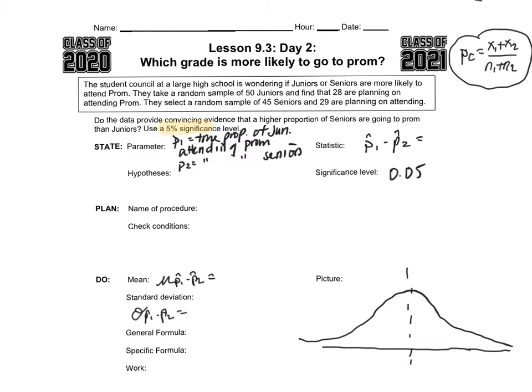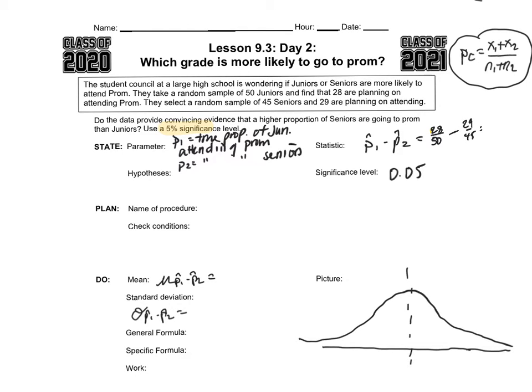So the student council at a large high school was wondering if juniors and seniors are more likely to go to prom. They take a random sample of 50 juniors and find that 28 are planning on attending prom. So that is P hat 1, okay? So P hat 1 is going to be 28 over 50. And P hat 2 is going to be 29 out of 45.